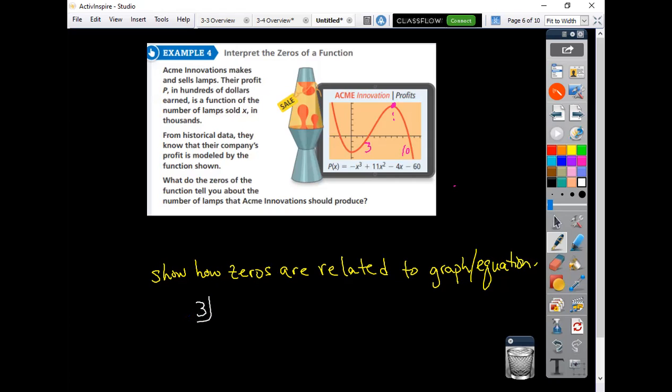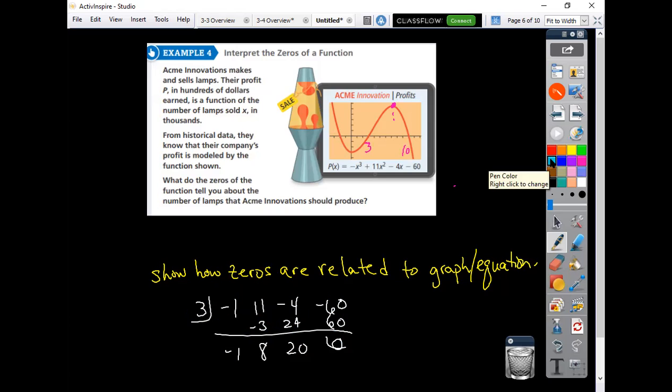So take out my 3 coefficients. X cubed is a -1, then an 11, -4, -60. Bring down the -1, 3 times -1, -3, add straight down, 8. 3 times 8 is 24, add straight down, 3 times 20 is 60. Good, so that one was indeed an exact 0. The 3, check.